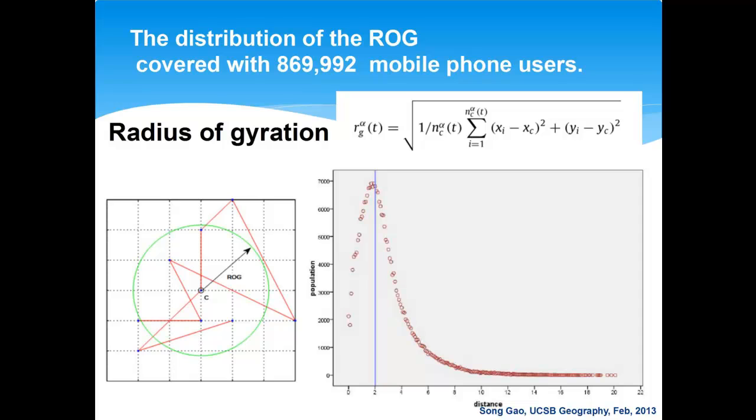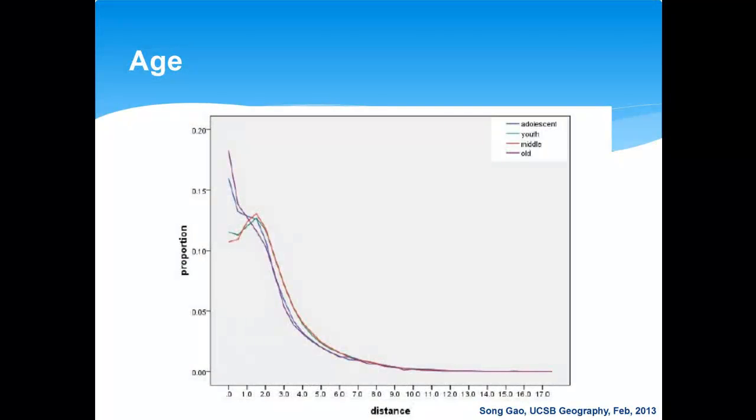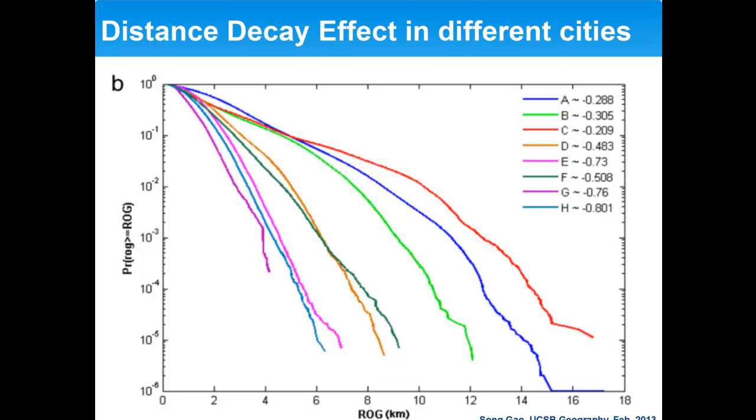And more quantitatively, we calculate the distance distribution, using ROG to get the distance distribution. We can see the distance decay. For gender, there is no big difference, but for age, we found that older people and teenagers may show more distance decay effect. For different cities, we found larger cities have less distance decay, and from the slope we can see this clearly.